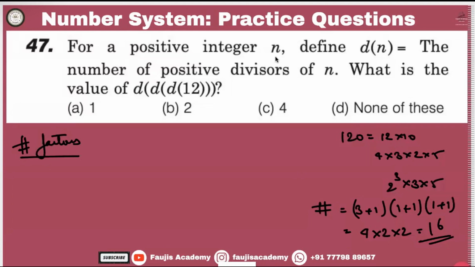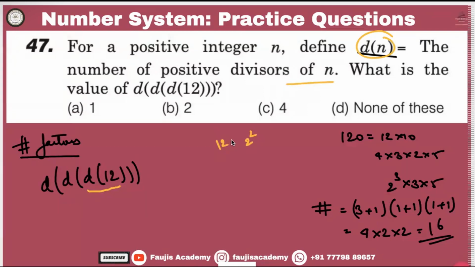So we need to find, for a positive integer n, defined as d of n is equal to the number of positive divisors of n, what is the value of d of d of 12? Everybody knows d of 12 means what? d of n is defined as the number of positive divisors of n. So how many positive divisors are there?